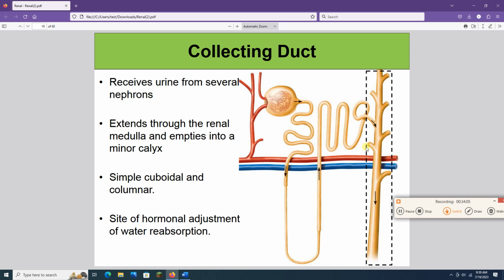The collecting duct collects urine from several nephrons, maybe a dozen or so. The collecting duct goes down. It's mostly simple cuboidal and columnar epithelium. Eventually, collecting ducts are going to get bigger and bigger as they merge, and they end at the renal papillae, emptying into a minor calyx. Now, we do perform some water reabsorption in our collecting duct.